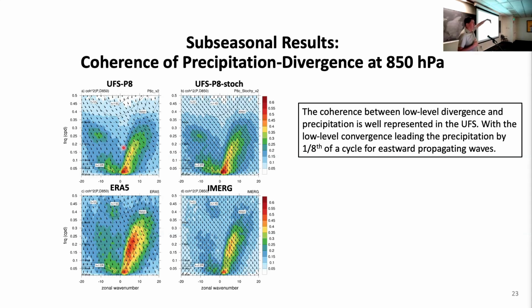exactly so. If it was pointing straight down, that would mean they're directly out of phase. But this arrow leaning a little bit means that the convergence actually leads the precipitation, so you get your convergence and then it rains. That's basically what it's saying. And again, this just shows how it works on different time scales. So this is, I would say, a good result.